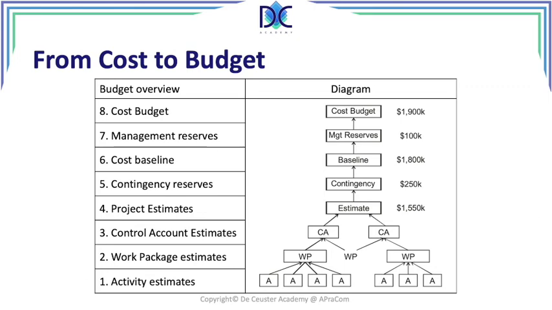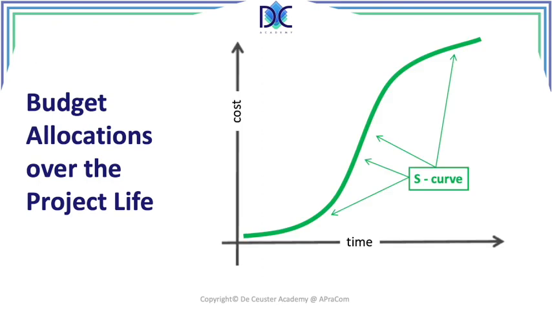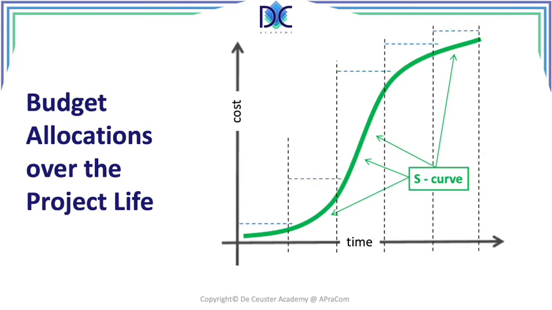Management reserves are added because the management wants to have some reserves to make decisions. And then we get the cost budget, which is $1,900,000. Now that $100,000, the management reserves, are not part of the cost baseline of the project. Now, when we look at the project over time, we have to look at the S-curve. That's the S-curve that we have. These are the elements that we want to realize, the overview of the cost.